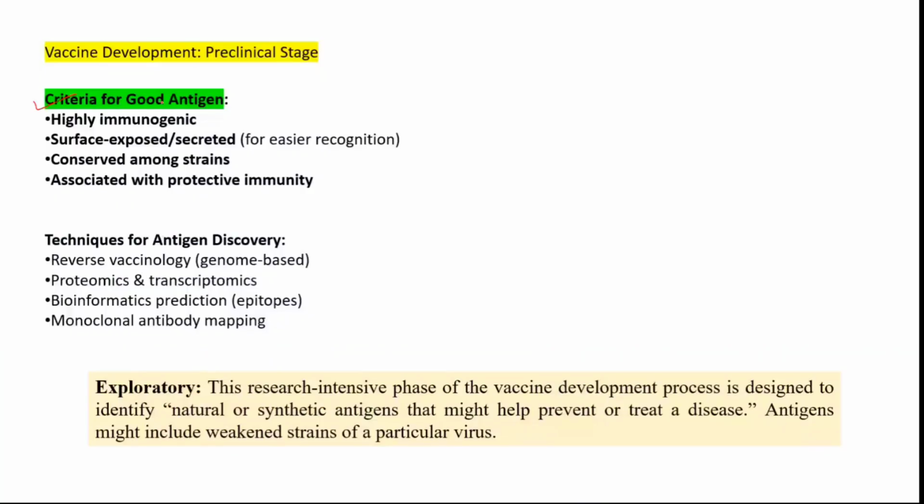You cannot take anything as an antigen to develop a vaccine. There must be some criteria for the selection of this antigen, because the success rate or the efficacy of the vaccine depends on the nature of the antigen. So it should be highly immunogenic. As I told you, it should be able to generate an immune response very quickly, without taking that much time. It should be surface exposed, secreted for easier recognition.